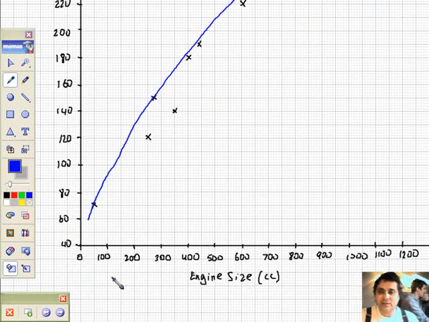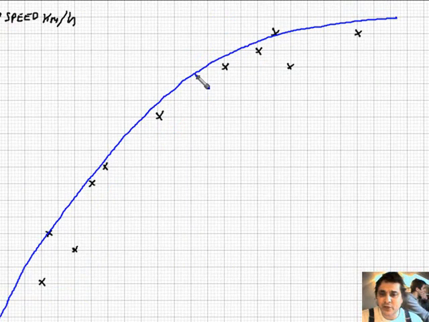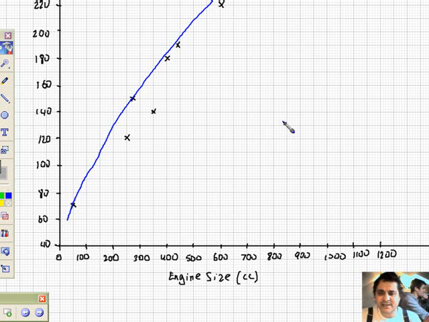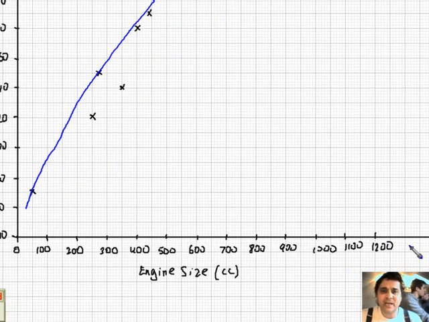I've plotted the results very carefully as best as I can, and I've drawn this lovely blue curve of best fit. As you can see, it is definitely a curve. Think of it sensibly now. The engine size on a bike can't get bigger and bigger indefinitely, because you're limited by space and weight, and also your top speed can't go up and up and up indefinitely.